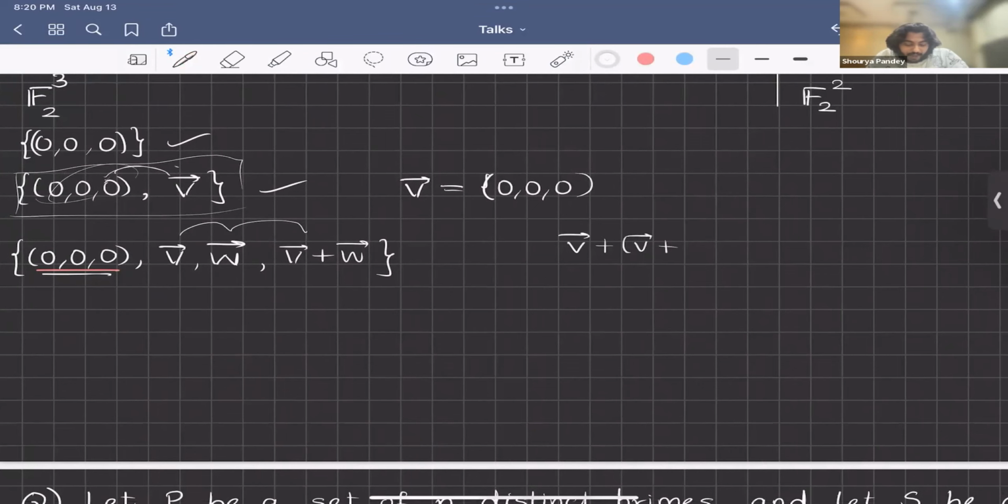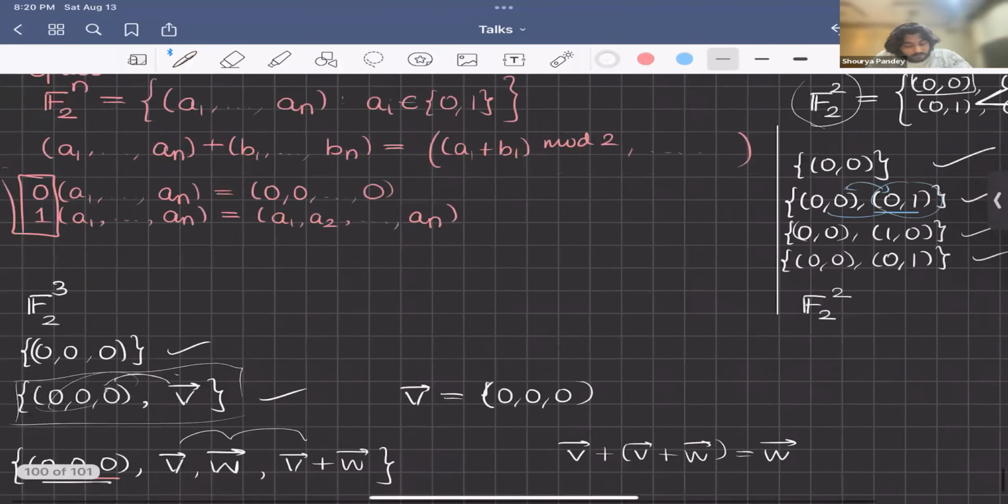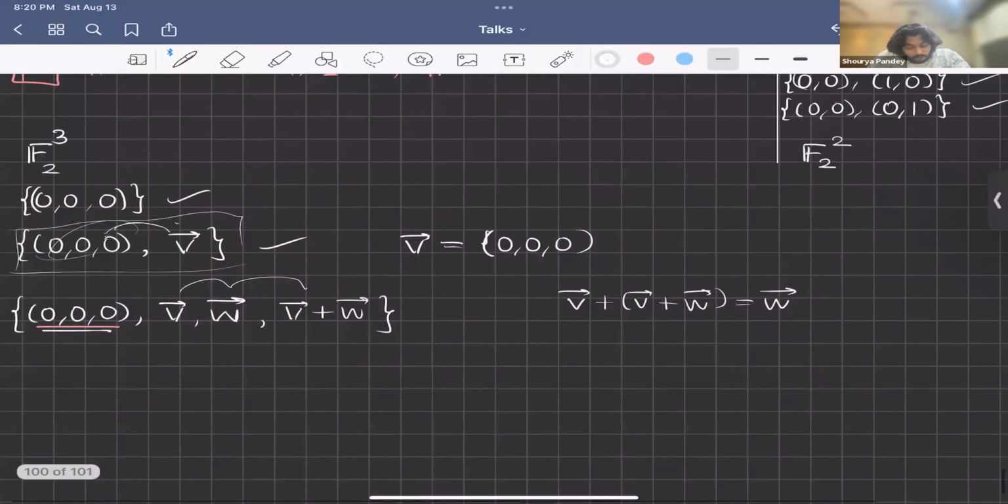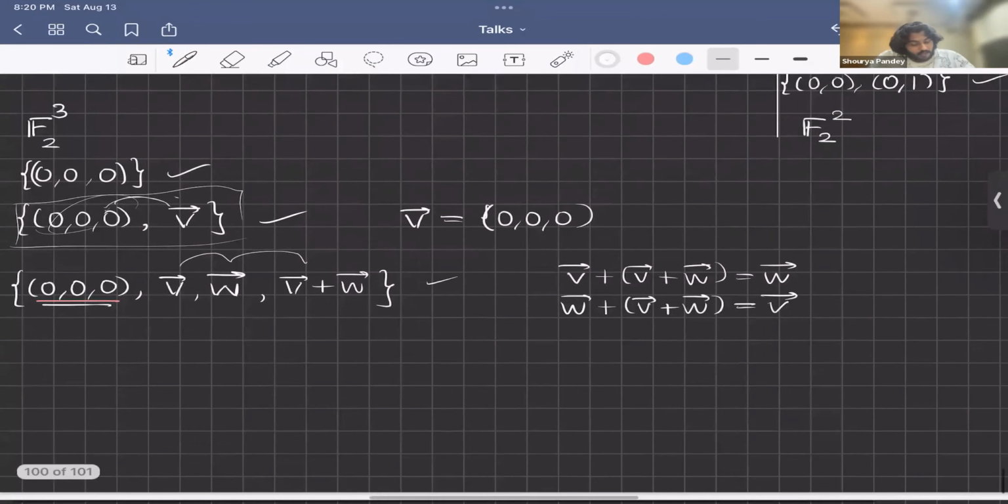So you only need to check the sums of these. And the point is that V and V plus W actually add to W, because V plus V is 0, because mod 2 everything becomes 0. That's the point. And W plus V plus W is V. So all these sorts of sets also work.